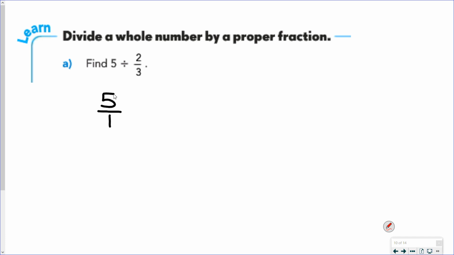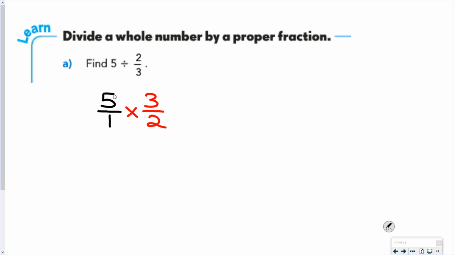So 5 would become 5 over 1. Our division still becomes multiplication. And we still use the reciprocal, and the reciprocal of 2/3 is 3/2. At this point, we would look to simplify, and when simplifying, we just need a numerator and a denominator. They do not have to be in the same fraction. We just need one numerator with one denominator.